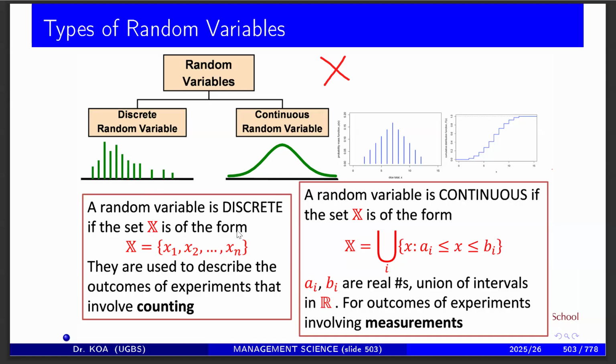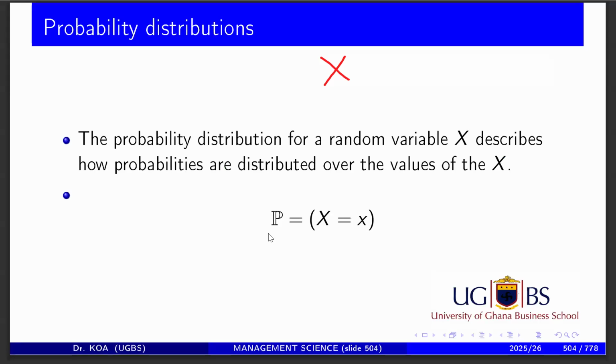How you define each one of them is in the format that you're seeing here. Now, the probability distribution of any random variable can be described, and the description will tell you how probabilities are distributed over the values of that random variable. This is how we write it. The probability of a particular random variable X is equal to its description. Its description can be a numerical value or a range of numerical values.